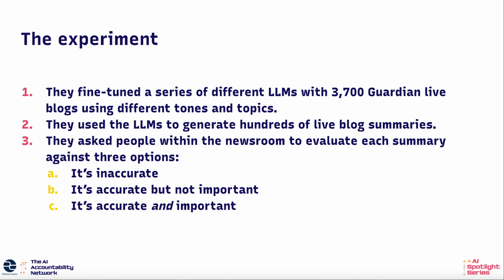They fine-tuned a series of different large language models with 3,700 Guardian live blogs using different tones and topics. They used the large language models to generate hundreds of live blog summaries. They then asked people within the newsroom to evaluate each summary against three options: it's inaccurate, it's accurate but not important, it's accurate and important.